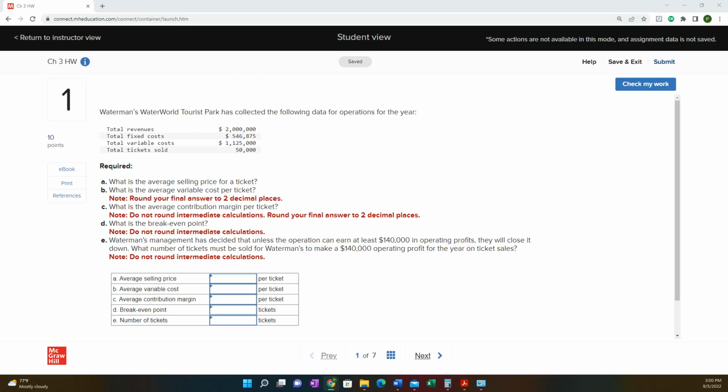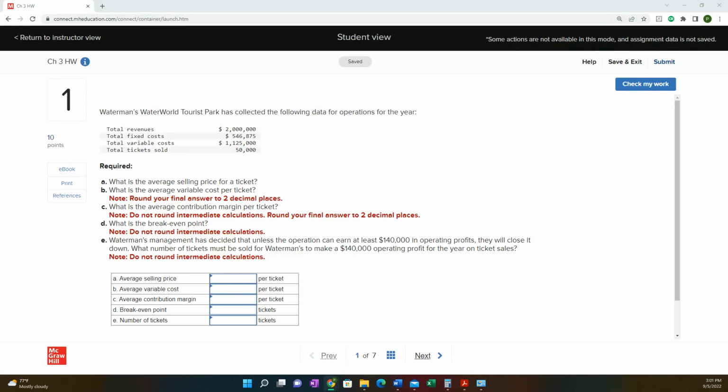Chapter 3 Homework. Question number 1. The first thing I try to do is look at the bottom of the question to see what information we're going to be calculating. It looks like we'll need to calculate the average selling price, average variable cost, contribution margin, break-even point, and number of tickets. So now let's read the fact pattern.